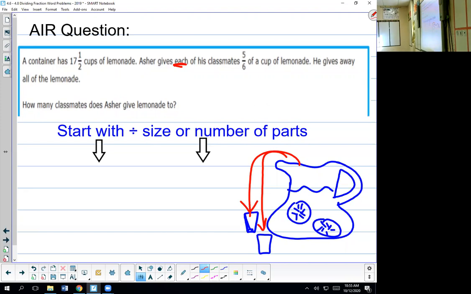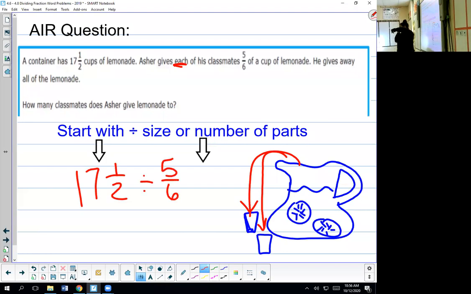Okay, looks like kids online say 21. I got a 21, 21. I got another 21. All right, looks like we're getting 21. Just make sure you guys that are up there get that as well. Okay, so it is 21. So you should have had 17 and 1/2 split into 5/6 cups.